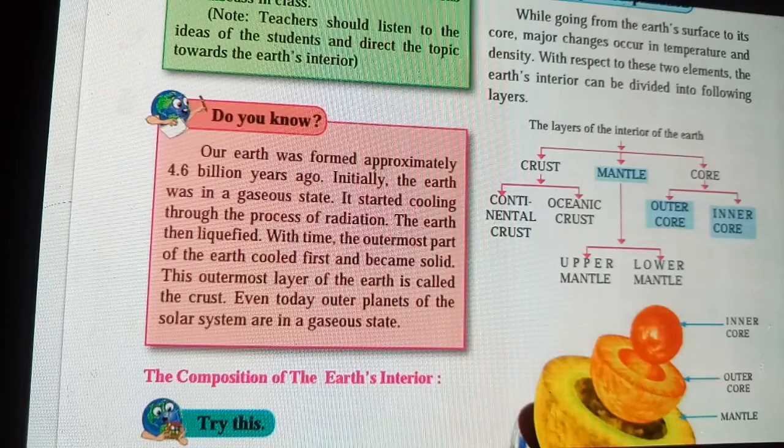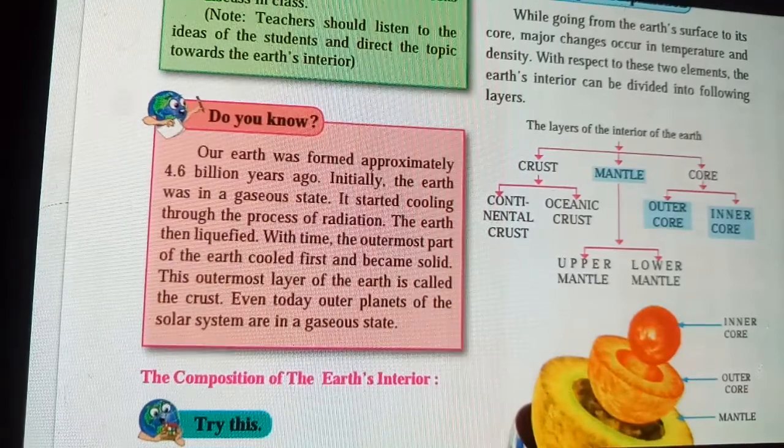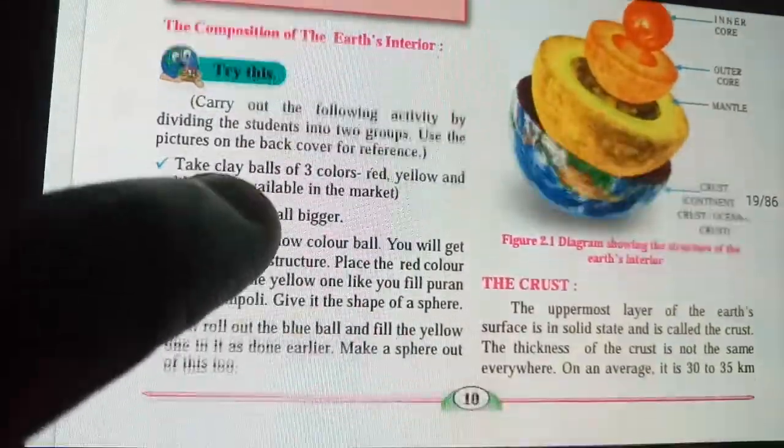The outermost part of the earth cooled first and became solid. The outermost layer of the earth is called the crust. Even today, the outer planets of the solar system are in a gaseous state. So we have planets in the outer regions that are in the form of gaseous states. Move to the next information.